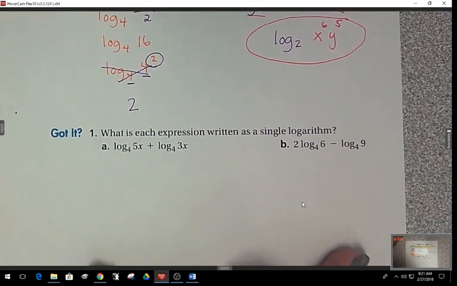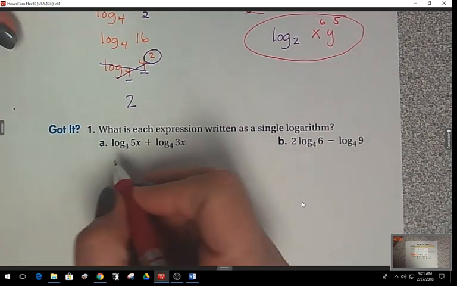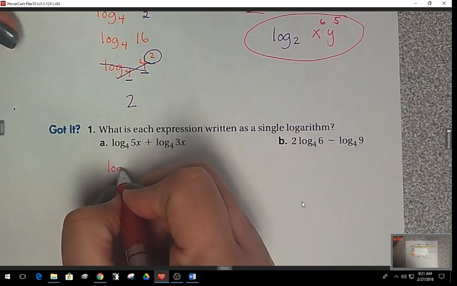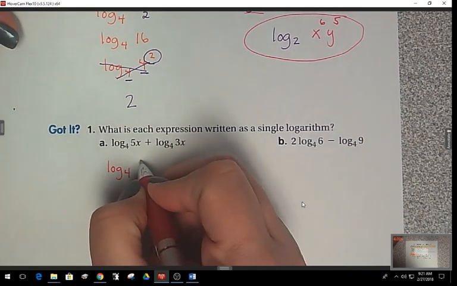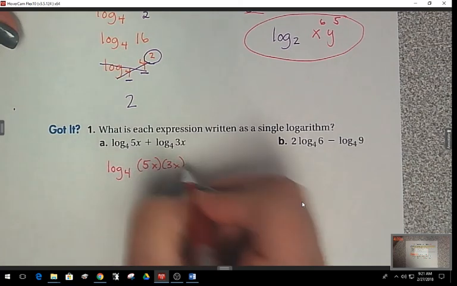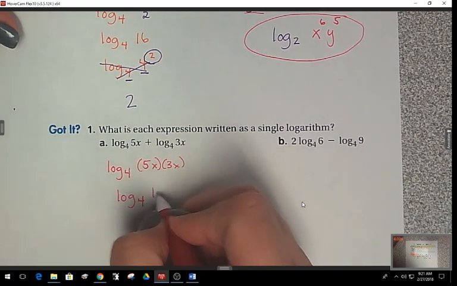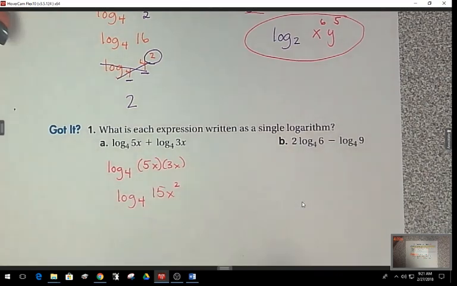All right, so here are 2 guided questions. I'm going to go ahead and start working them out. You may want to pause and try them on your own, and then once you hit the play button again, check it with mine. All right, so when I put these together, it's going to be log base 4, and then I have to multiply 5x times 3x. So I get log base 4 of 15x squared.